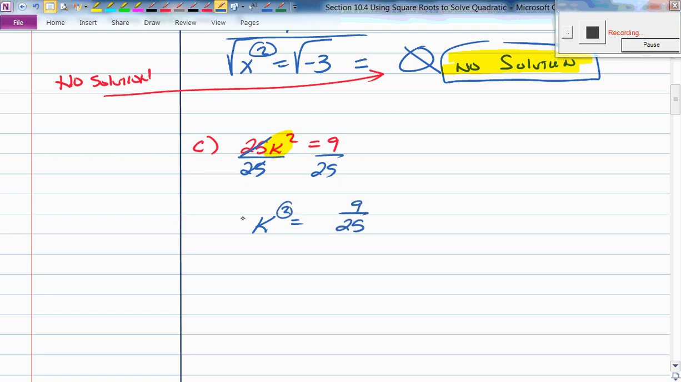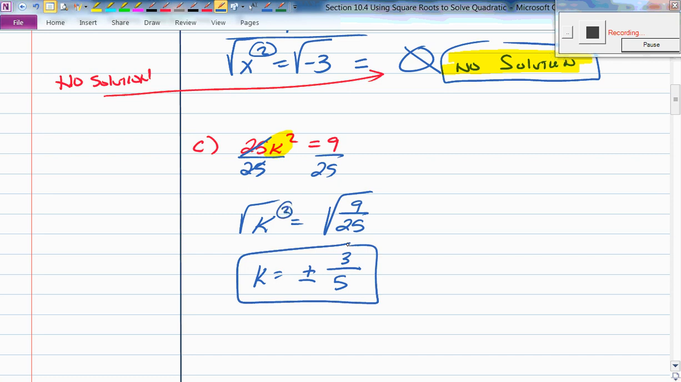And then we're going to square root this, right? So k has to be plus or minus. Okay, what is the square root of the 9? 3. What's the square root of the 25? 5. So I have two different answers, positive or negative 3. What do you guys think about that?